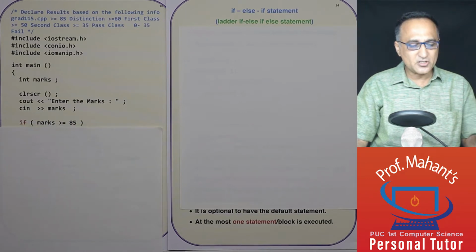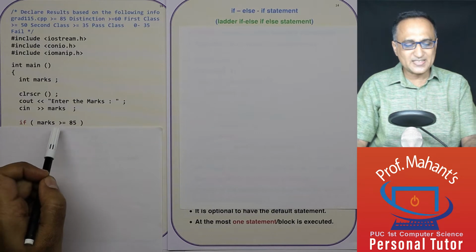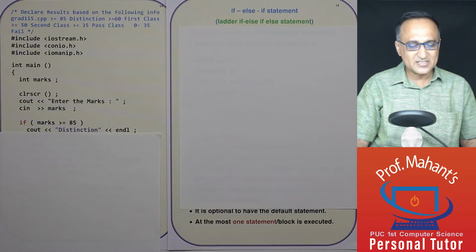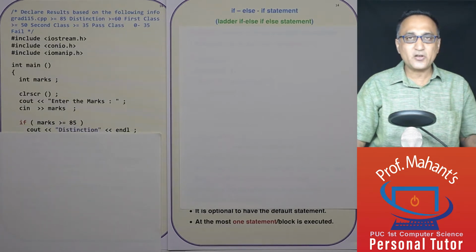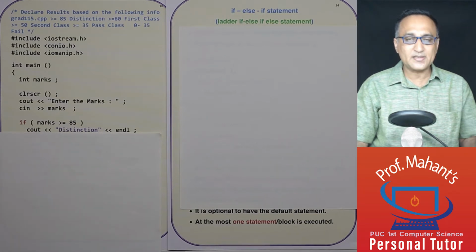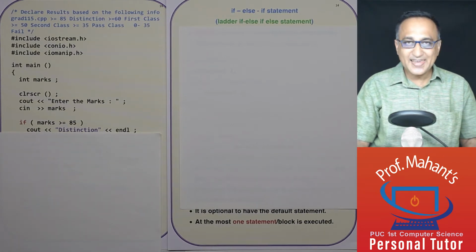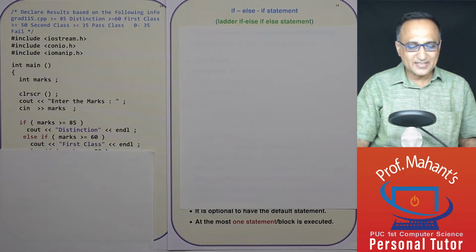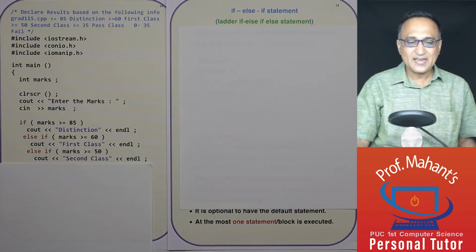I am going to check the condition if marks is greater than or equal to 85. I am doing cout and straight away saying distinction. So if the marks are greater than or equal to 85, I am printing out distinction. Then the next condition is else if marks are greater than or equal to 60, then I am going to print or display first class. Else if marks are greater than or equal to 50, I am going to say second class. Else if marks are greater than or equal to 35, I am going to say pass class or I am going to say pass.